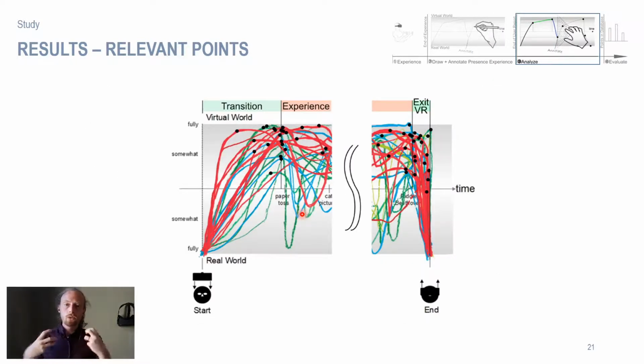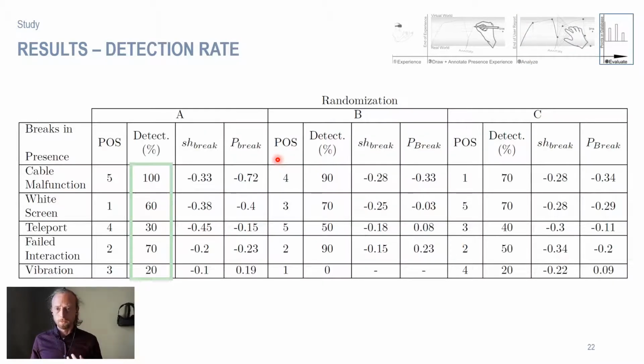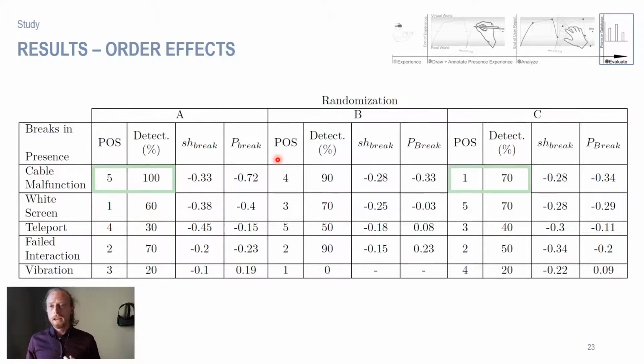We then took the drawings and tried to identify the relevant points we were talking about, and we could identify clearly all the points. This gives us good indications that people actually used the drawing method as we expected to. We further looked into the detection rate and could find that strong breaks are reported much more than weak breaks. And we looked into the order effects, and we don't have a clear understanding yet, but we could find that something that is happening late in the experience is reported much more often than if it's happening very early in the experience.